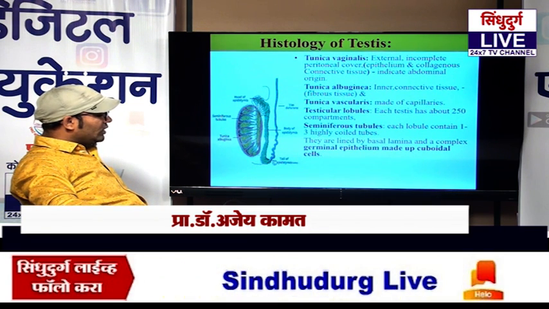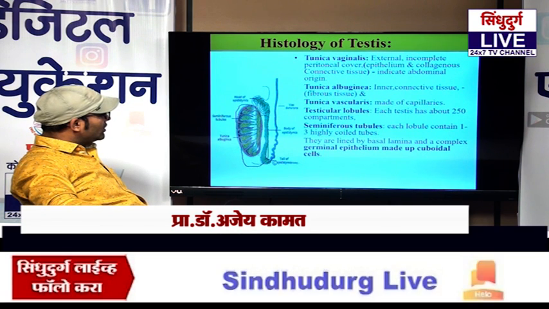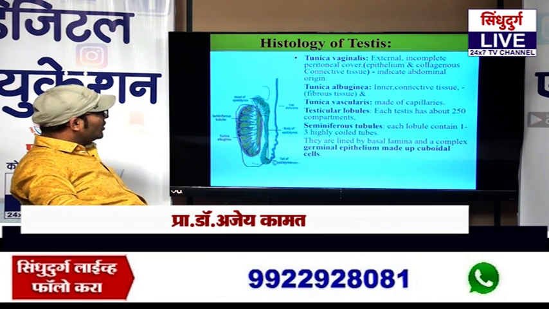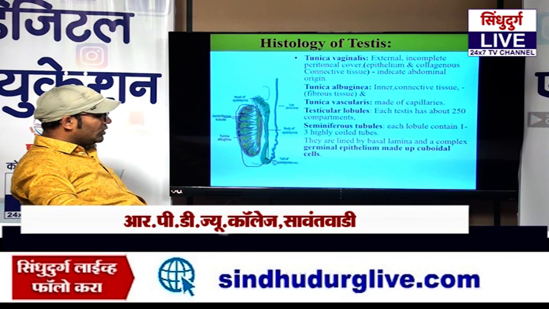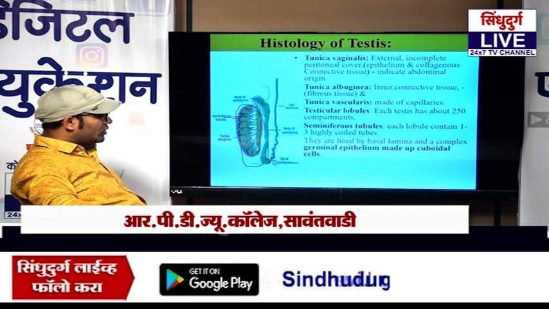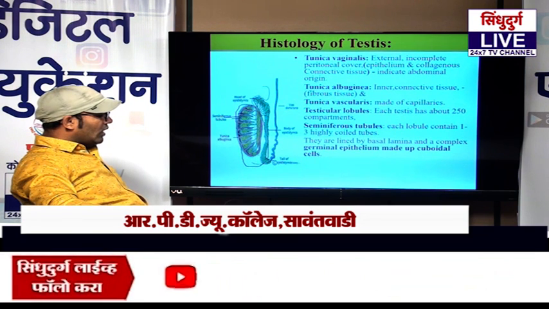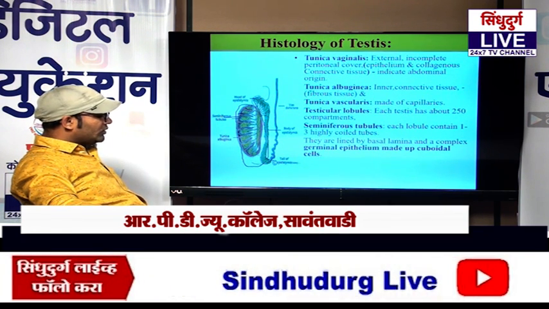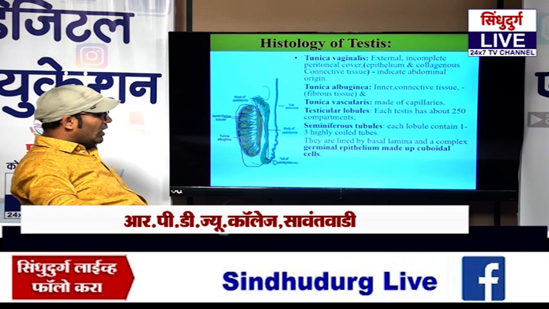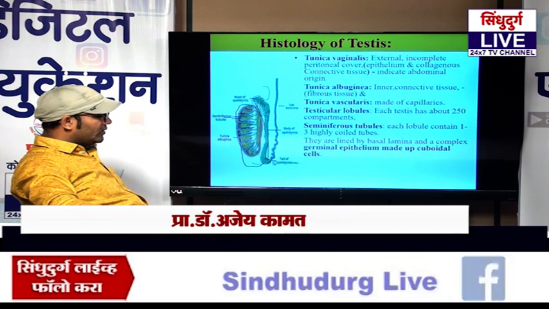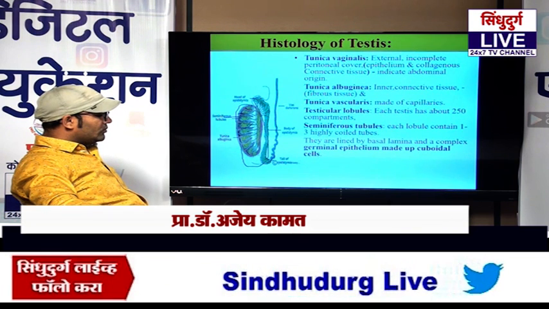Now, in the diagram you can see easily the side view or LS of the testis. Here you can see the testis is divided into a number of compartments, and these are said to be the testicular lobules. Each one is a testicular lobule. Within the testicular lobules, you can find highly coiled tubes. These tubes are said to be the seminiferous tubules. They are internally lined by germinal epithelium, which is made up of cuboidal cells.